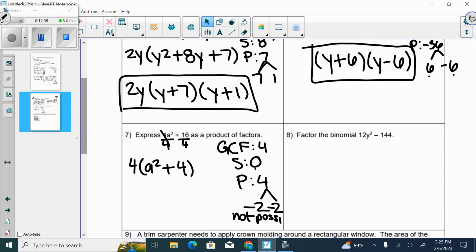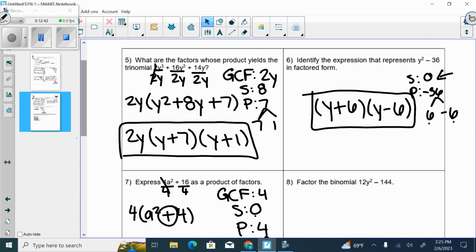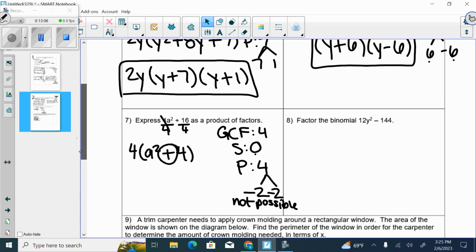So the reason this one is not possible is because if you notice right here, in the middle, I have a plus sign, right? Over here, we had a minus sign. So they'll always work out if there's a minus, but they're not going to work if there's a plus, because they have to be the same sign. And like we said here, we need one positive and one negative if we're going to get that 0. Okay? All right.